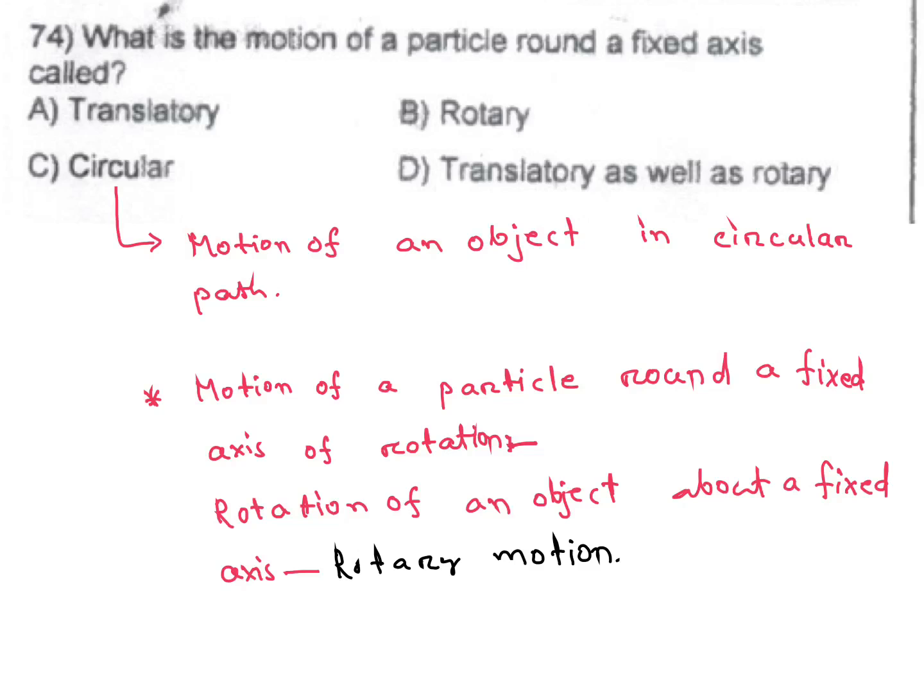Question is, what is the motion of a particle round a fixed axis? A. Translatory motion, B. Rotary motion, C. Circular motion, D. Translatory as well as rotary motion. Circular motion is motion of an object or particle in a circular path. In this question, it is motion of a particle round a fixed axis. So, this is rotary motion. In rotary motion, the rotation of an object about a fixed axis, we call it rotary motion. So, B is the answer.